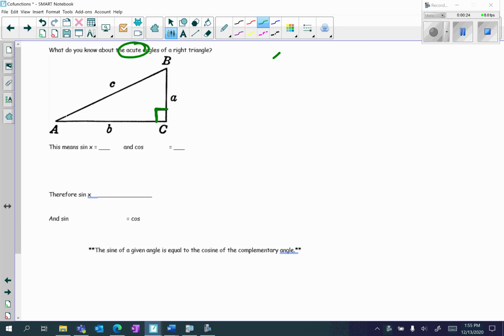Well, angle A plus angle B have to equal 90 degrees. Because remember, there's 180 degrees in a triangle, and if angle C is 90, then angle A plus angle B have to equal 90 as well. When angles equal 90 degrees, they are complementary.